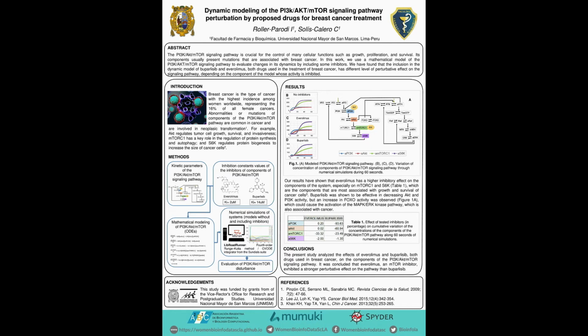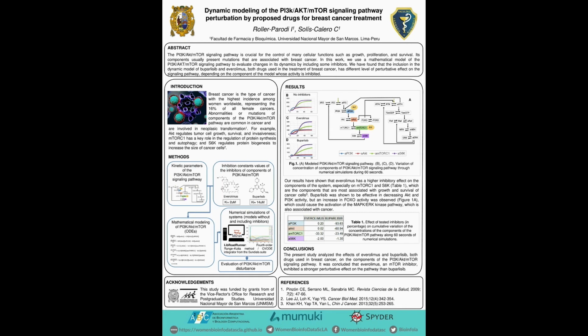Our results showed that everolimus has a stronger perturbative effect on the dynamics of the phosphoinositide 3 kinase, protein kinase B, mammalian target of rapamycin signaling pathway than buparlisib. With the inclusion of everolimus, the activity of the mammalian target of rapamycin complex 1 decreased by 33% and the activity of ribosomal S6 kinase by 2%. Both components play an important role in cancer because they regulate protein synthesis and growth of cancer cells.